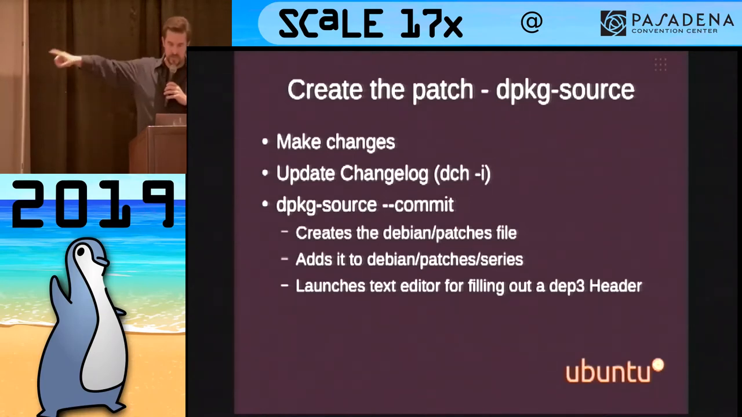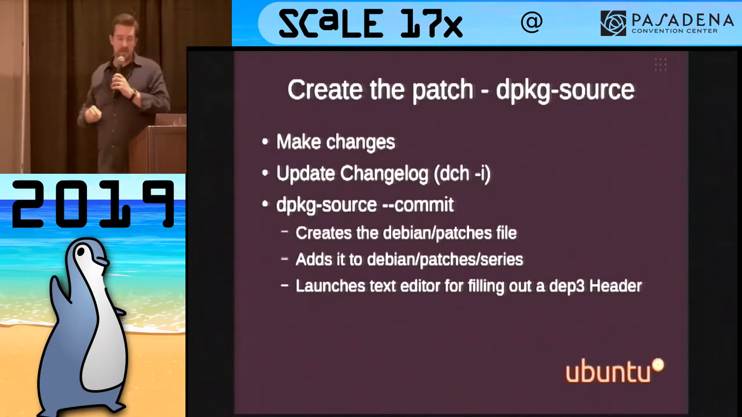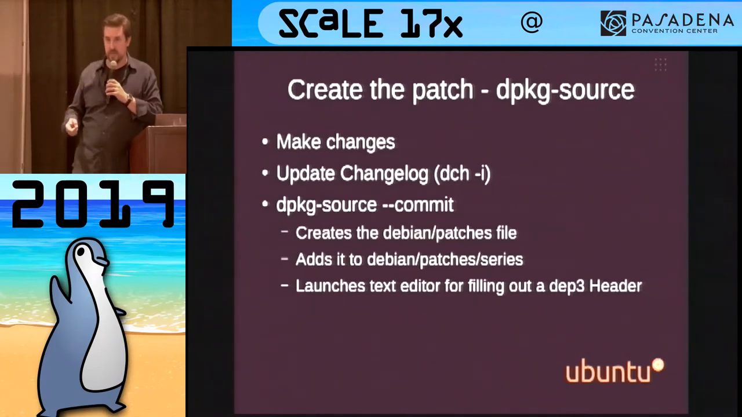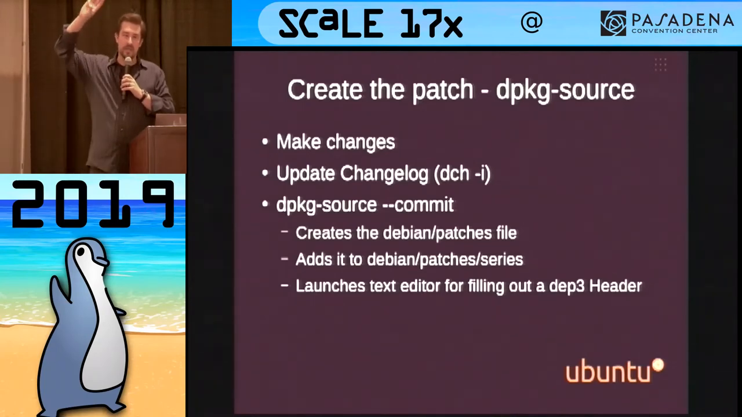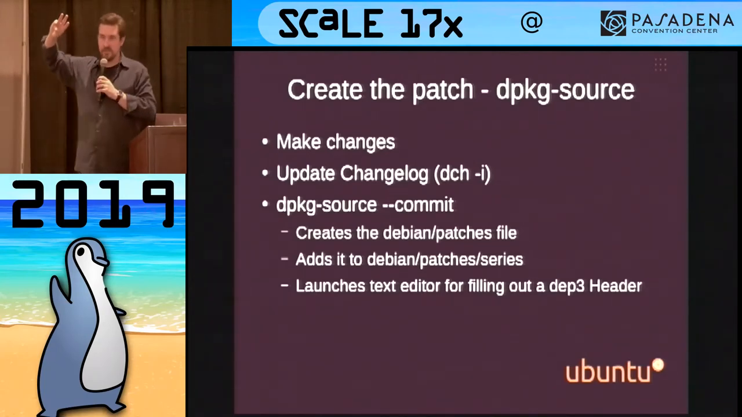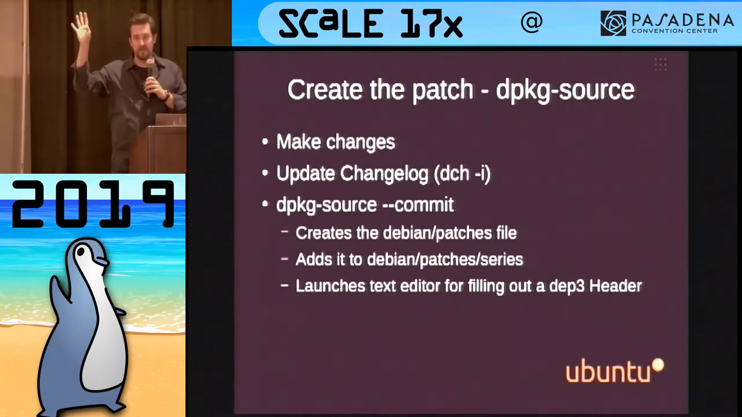So DCH, dpkg-source minus minus commit, creates the patch in debian/patches for you, and then it'll add it to debian/patches/series for you at the end of that file. And then it'll launch a text editor and ask you to fill out a DEP3 header for the patch you just created. DEP3 is the standard that Debian and Ubuntu use to tag each patch to identify where it came from, who wrote it, and where it's going. Essentially the three major things. There's probably a few more that someone's going to yell at me on the internet for, but whatever.